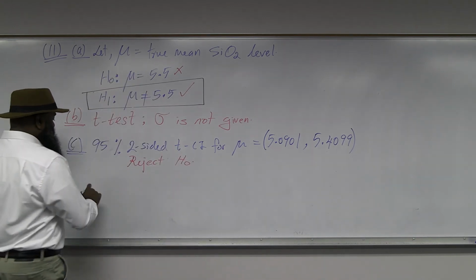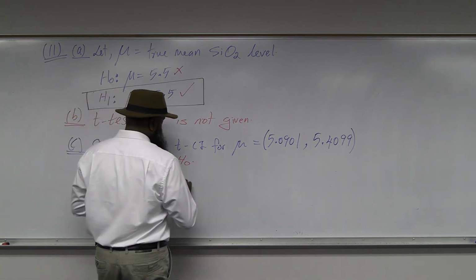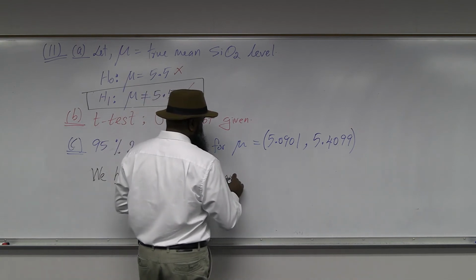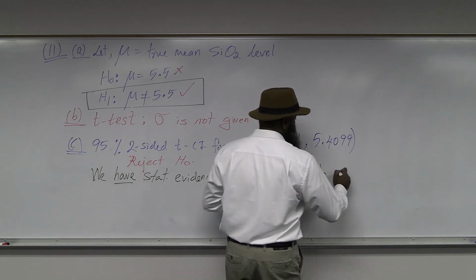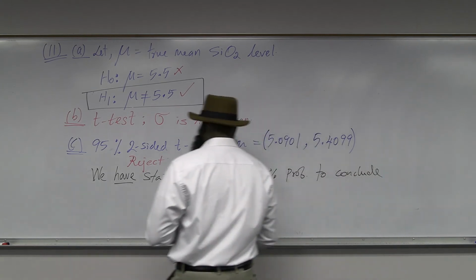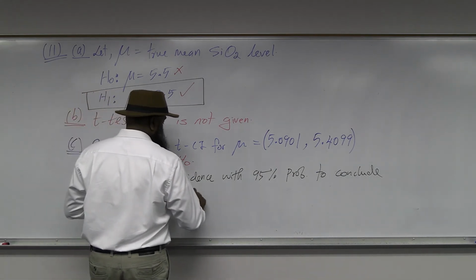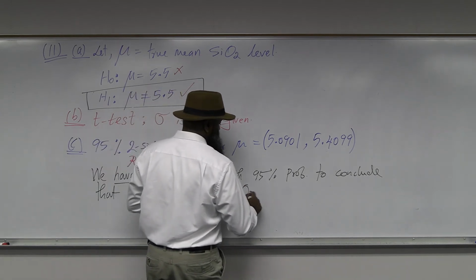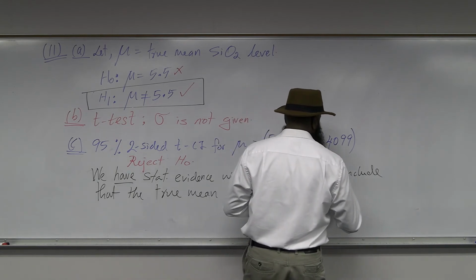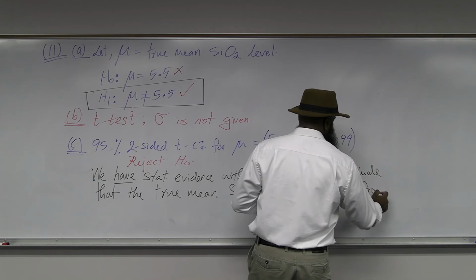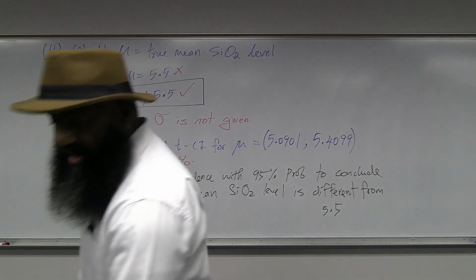So we will say we have statistical evidence with 95% probability to conclude that the true mean silicon dioxide level is different from 5.5. That's it. And then we go for part D.